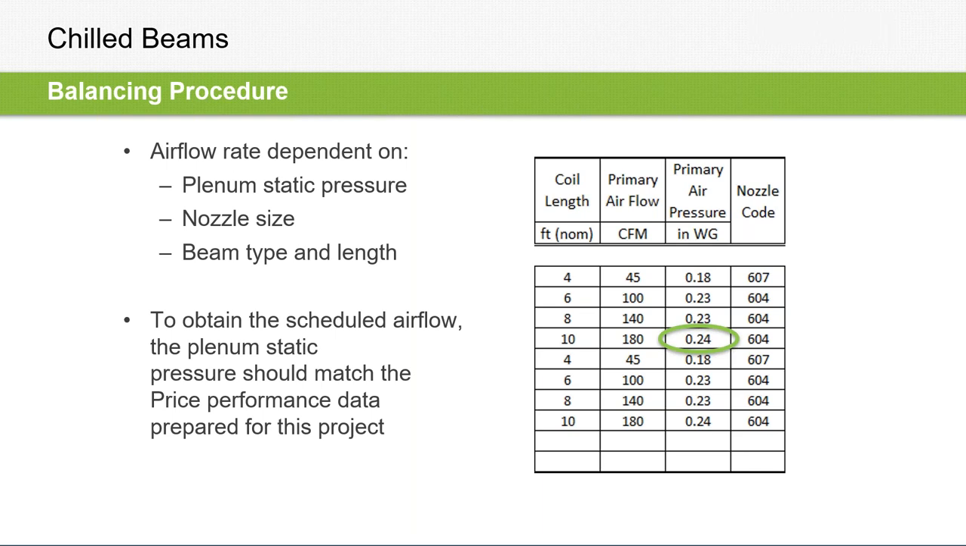You've got the primary airflow to the left of that green circle and the primary air pressure, which is the more important and direct way to measure the balancing curves of these chilled beams. So you're going to find that variable for your correct tag. Make sure you get the right nozzle size, the right CFM, and the right length, just to make sure you get the right beam. So all four of these characteristics are very important in making sure you have the right beam in the right place, and you're going to get the right airflow through that to get the capacity that room needs.